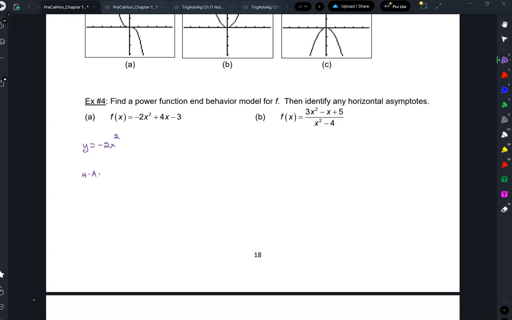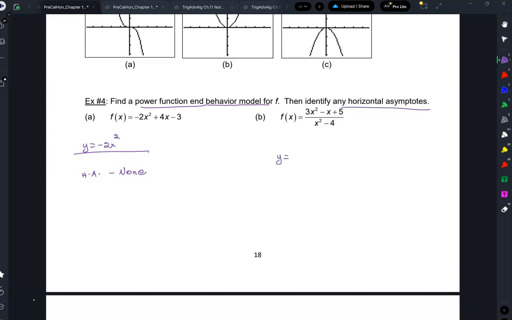Horizontal asymptote, first of all, this is a polynomial function. This is a quadratic function. It has no horizontal asymptote. It would be if you had a rational function. That's the end behavior model. And then for the horizontal asymptote, you say none, because I'm asking you for two things here: power function end behavior model and horizontal asymptotes.